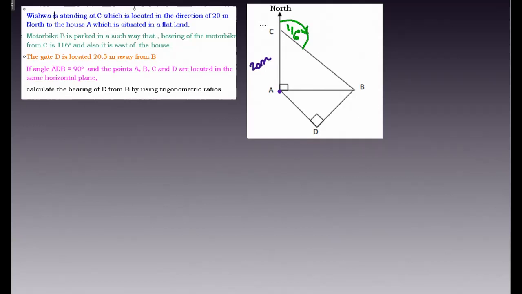All right. And it also says that the motorbike is east of the house. When they say something is in the east of the house, what does that mean? The angle between the north of the house and the line which joins the house and the motorbike has to be 90. Remember, the angle between the north direction and the east direction should be a 90-degree angle. But they have already marked it for us, so we don't have to mark it.